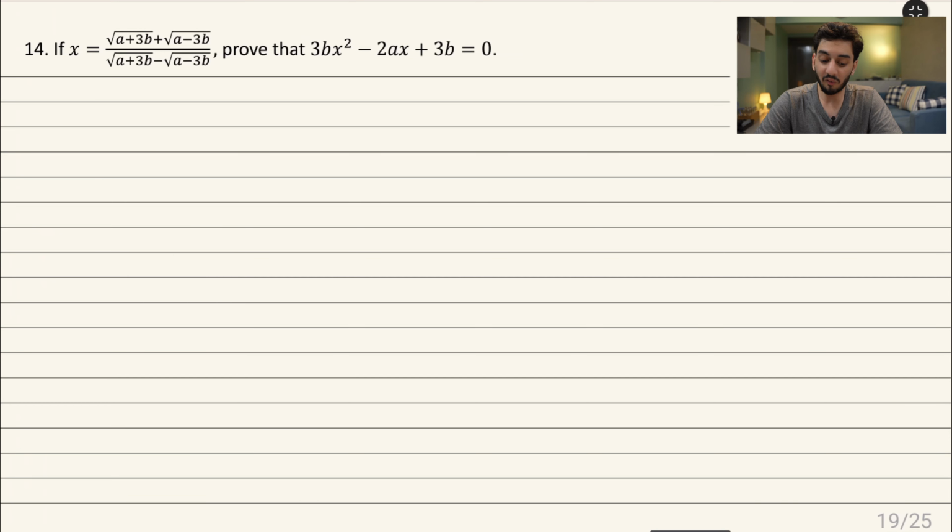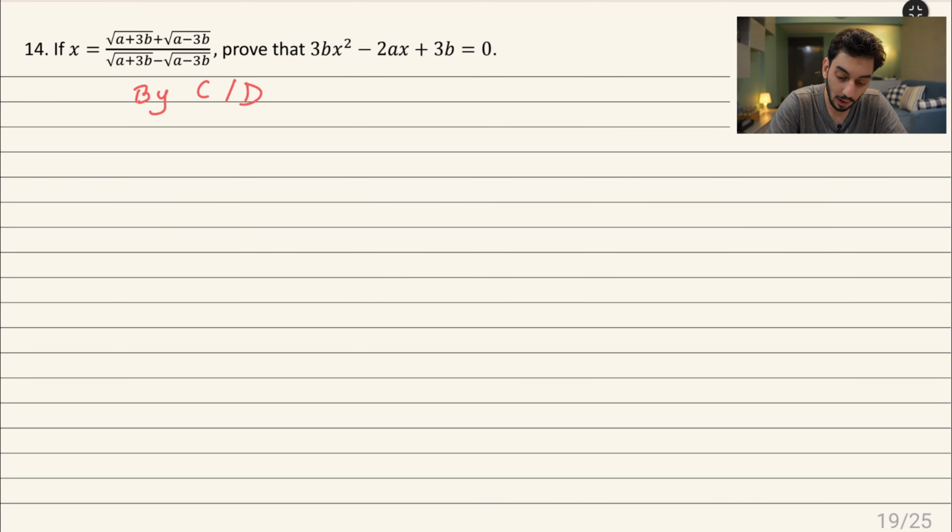It says if x is equal to all of these things, I have to prove that thing. Okay, again, this is the kind of question where you need to use the given condition, that is x is equal to something, and I have to prove something else. Okay, I'll start with using componendo dividendo. Now if you have observed, majority of the questions are getting solved just by using componendo and dividendo. Okay, that's a very good property that we have over here.